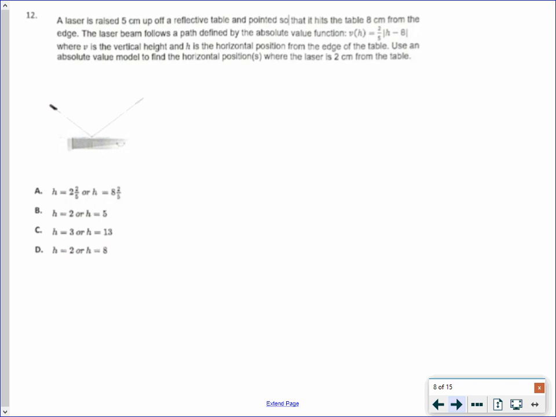So we're told to use this equation over here, and we need to figure out when the laser is 2 centimeters away from the table, or up from the table, or in other words, when our y is 2. So our v of h, we solve that for when that equals 2. So we have 2 equals 2/5 times the absolute value of h minus 8. Now we're going to solve for our h. We're going to multiply by 5/2 on both sides to get rid of that 2/5.